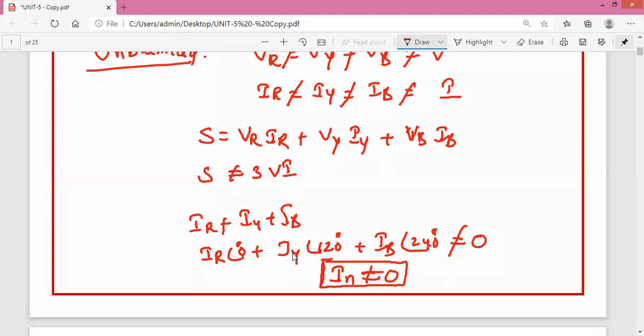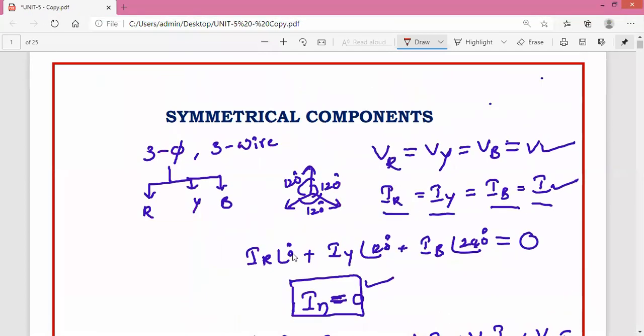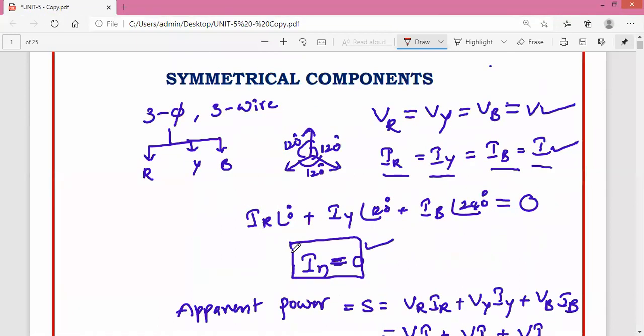As long as there is a neutral current, the system is unbalanced. So I repeat once again: what do you mean by balanced and unbalanced parameters? If you know this one, then we'll go to symmetrical components. The power system is represented with a three-phase, three-wire system. We know the three phases as R, Y, B phases. Some textbooks write them as U, V, W phases. Any notation you can take.